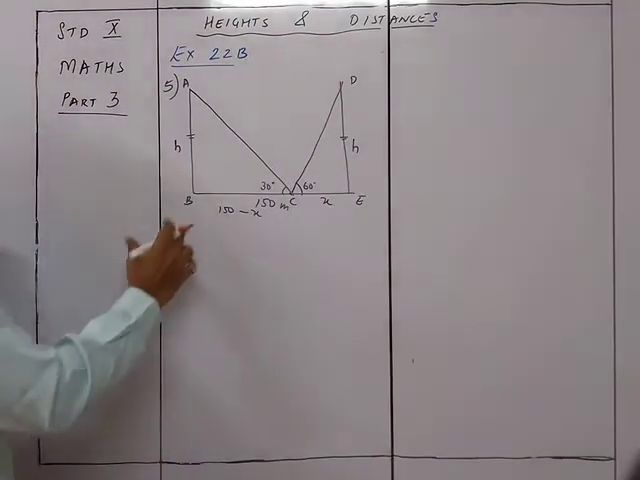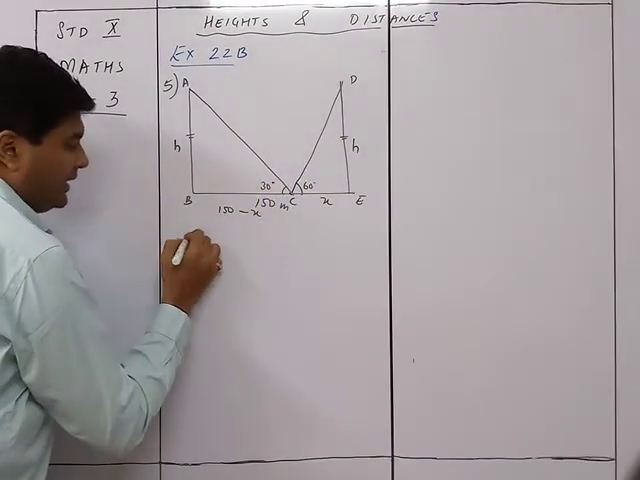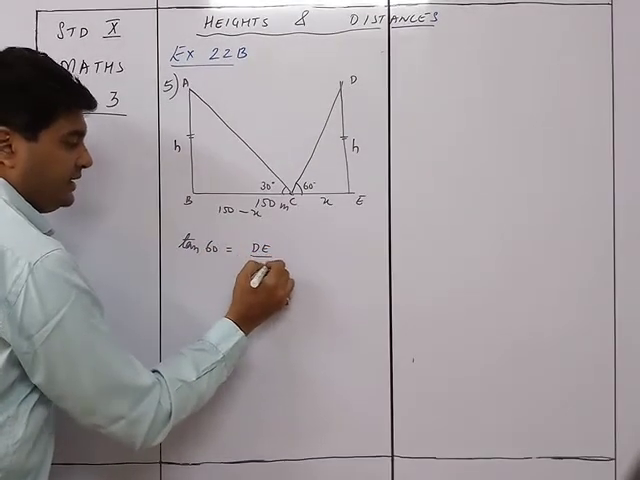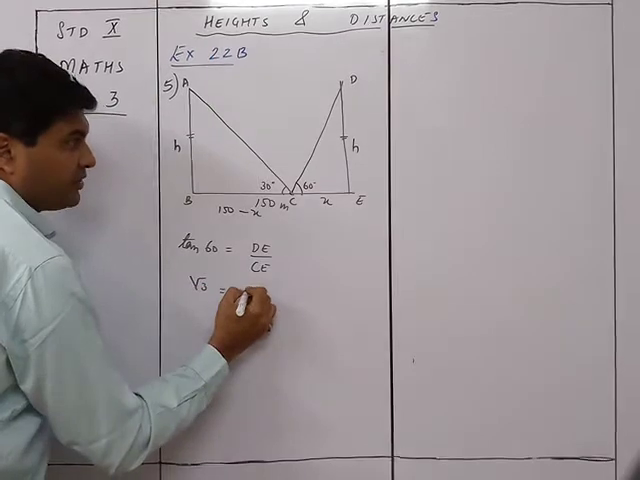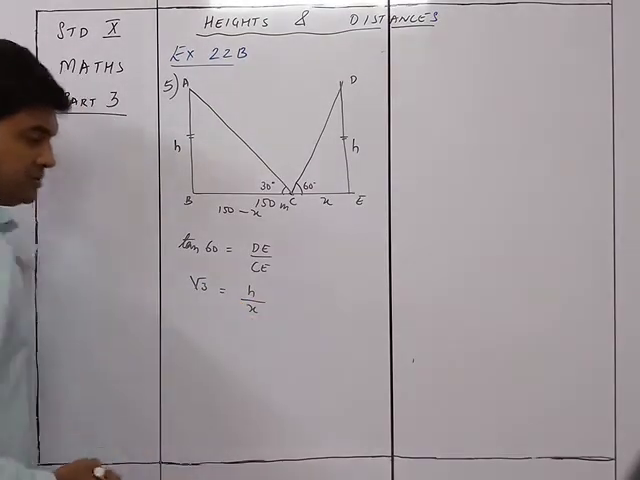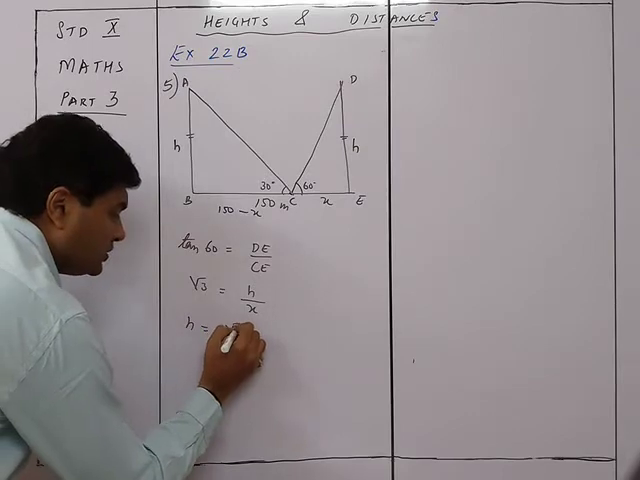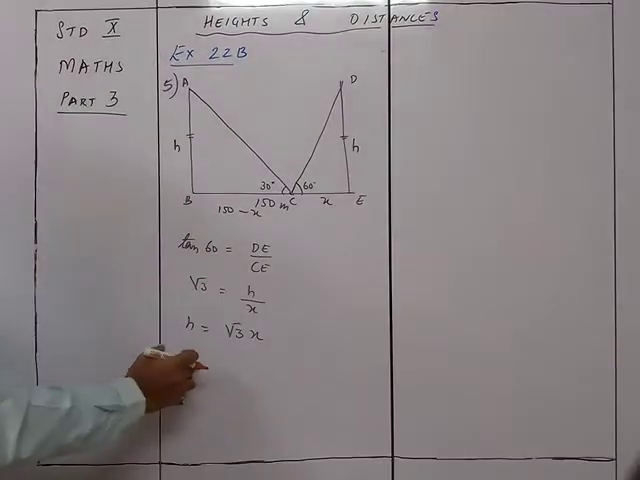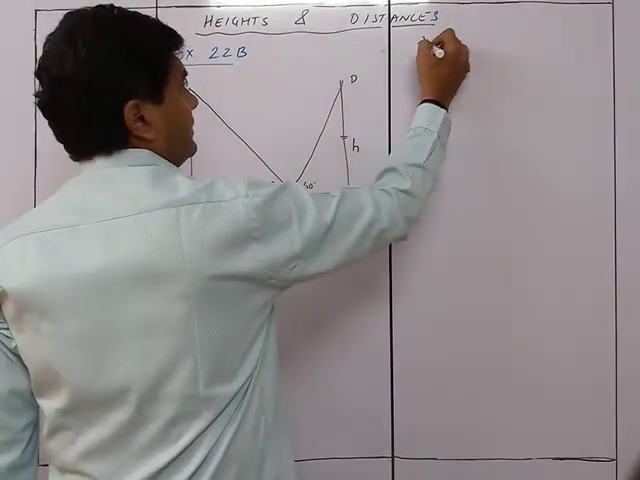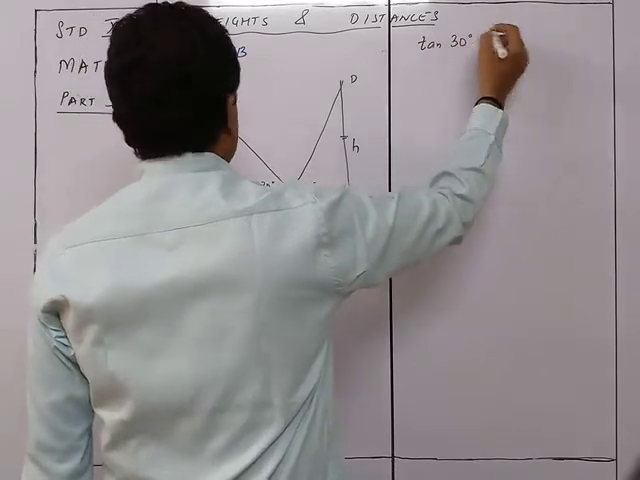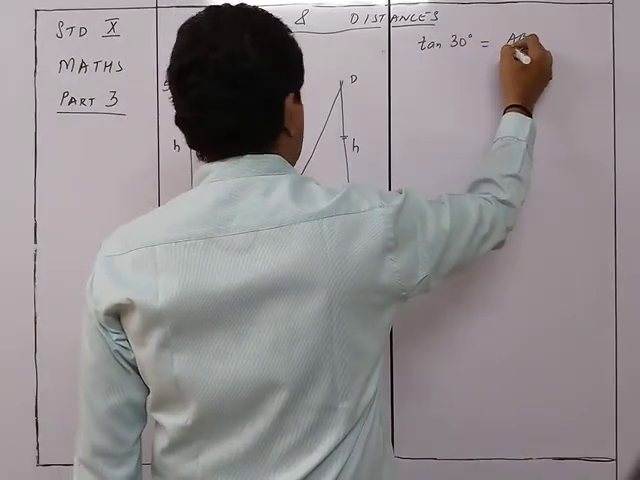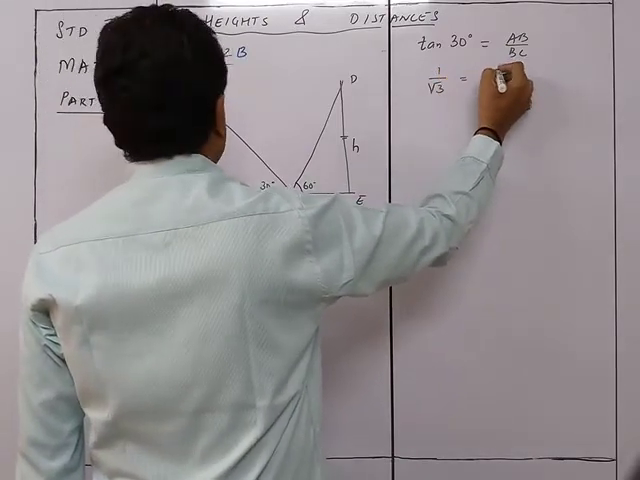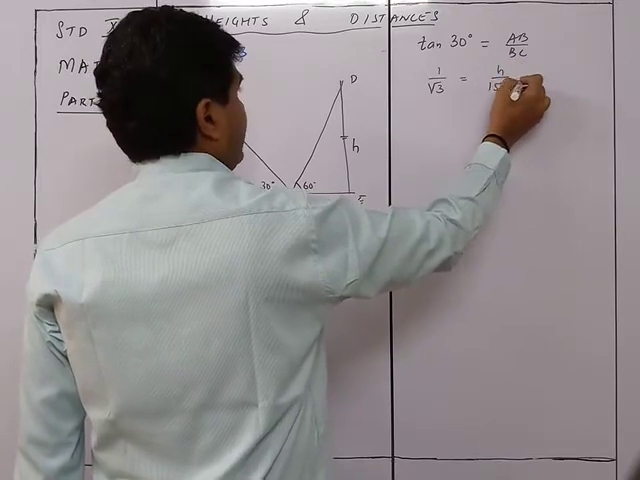So let's see the first condition. In this triangle, tan 60 is equal to DE upon CE. Tan 60 is root 3, equal to H upon X. Therefore, H is equal to root 3 x. Got it? The next thing is tan 30 is equal to AB upon BC. So tan 30 is 1 upon root 3, and AB is H upon 150 minus X.